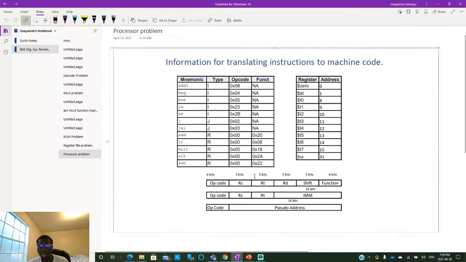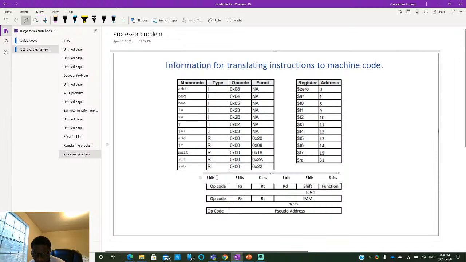Okay, yes, I did this here. Absolutely. So you have the opcode, RS, which is the source register, RT, which is your temporary register, and then RD, which is the destination register, right? And then shift. For our purposes, shift is always 0, so like 5 bits. And then you have the function, right, which is outlined here.